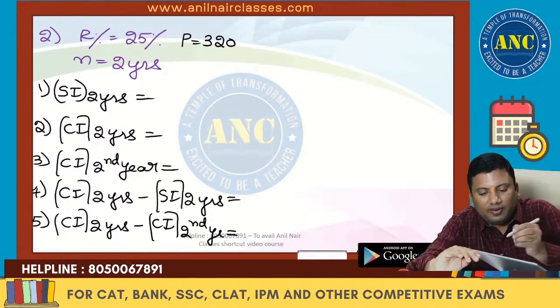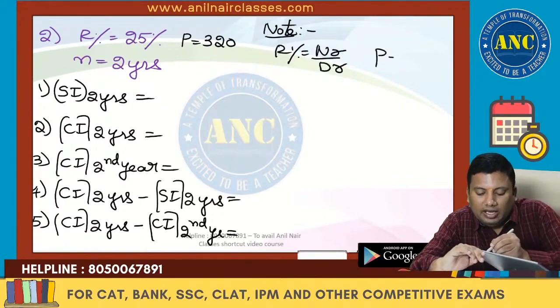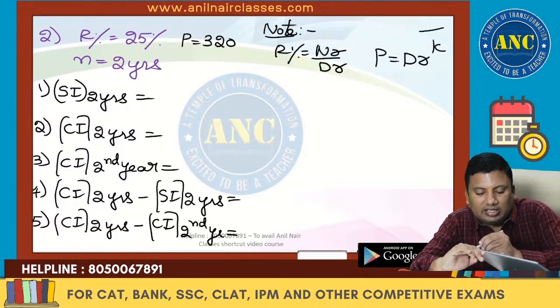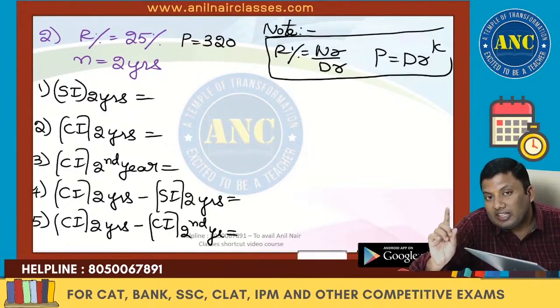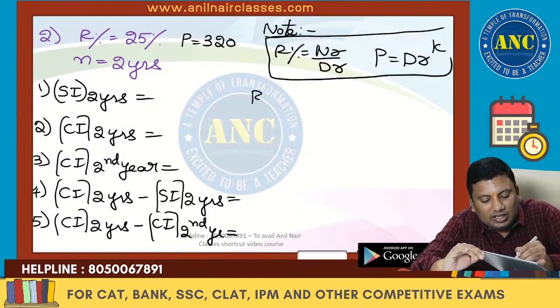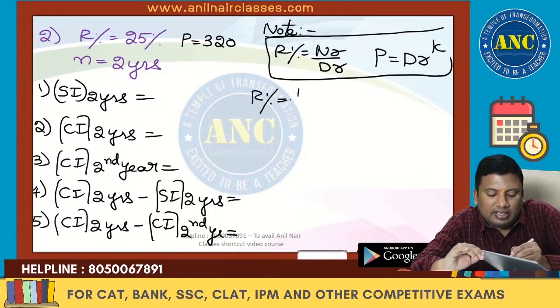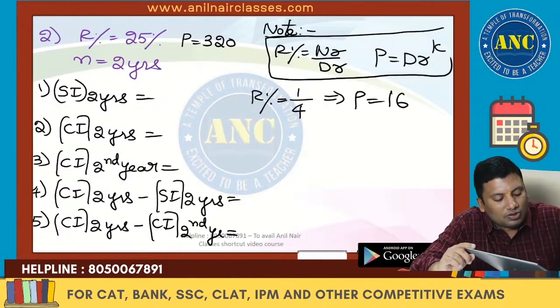Now see here. First we will write down the note here. R percentage is numerator by denominator, and P is denominator power k. This concept is used everywhere, right? That multiplication factor concept will take a little more time. Now see here. R percentage is 25%, which is 1 by 4. K is the time period. 4 squared is 16.